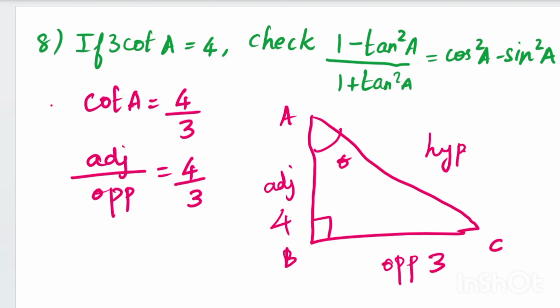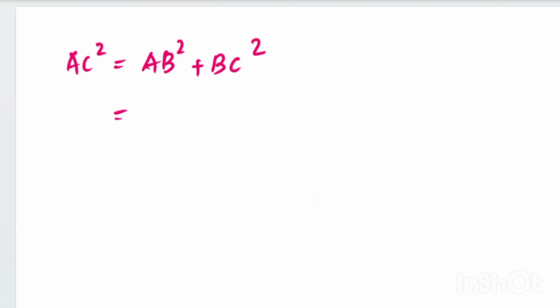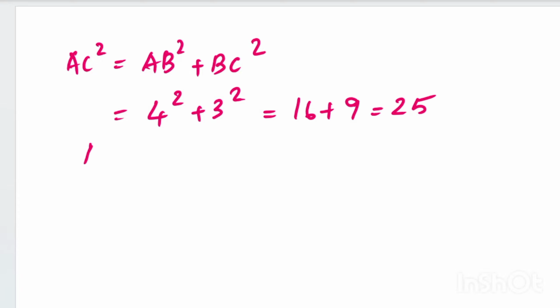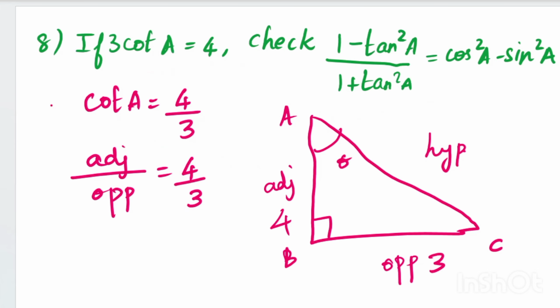By Pythagoras theorem, AC square is equal to AB square plus BC square. So what is AB square? AB square is 4 square. BC square is 3 square. 4 square plus 3 square is equal to 16 plus 9, which is equal to 25. So AC will be equal to root of 25, which is equal to 5, which means the hypotenuse is 5. Okay.